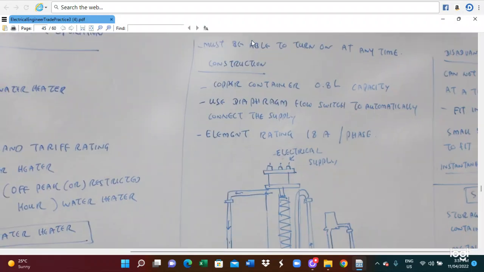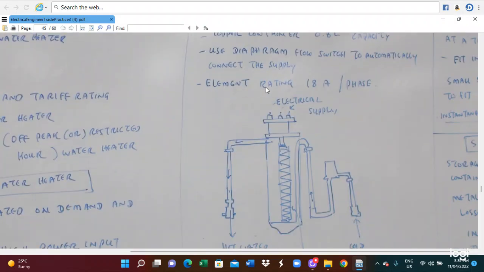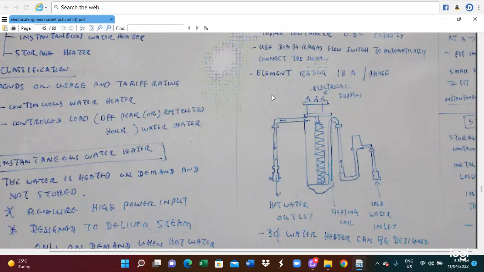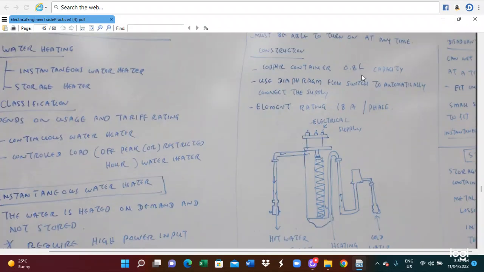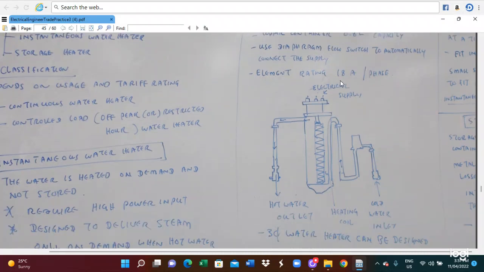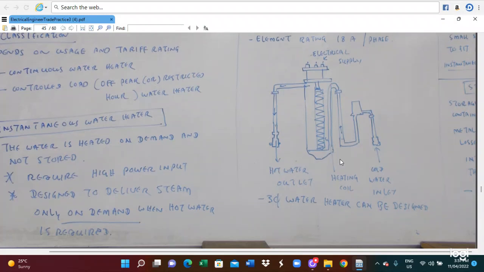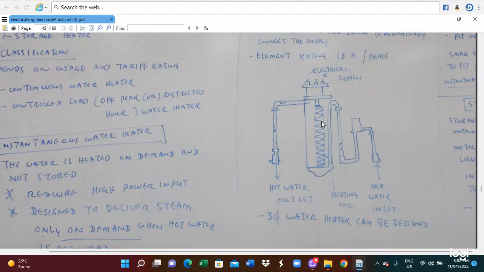So this is the construction. In this case, the construction includes a copper container with 0.8 liter capacity, and uses a diaphragm flow switch to automatically connect the supply. The element rating is 80 ampere hour phase. So this is the construction of the three-way heater hot water system.